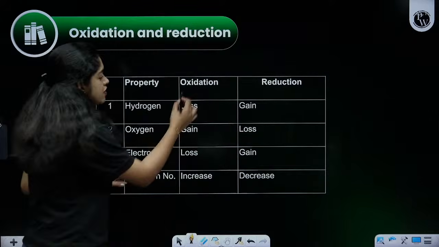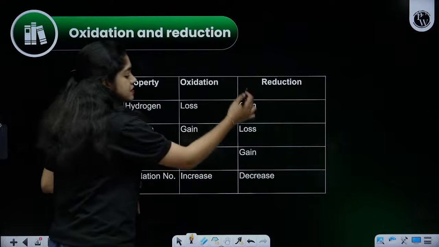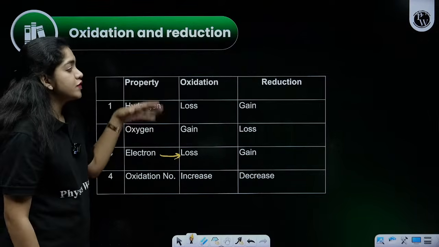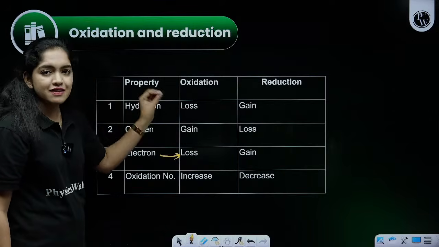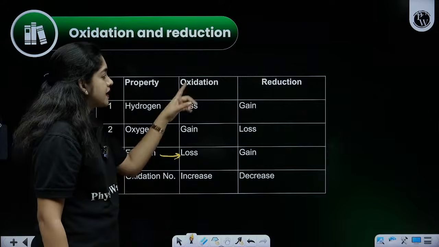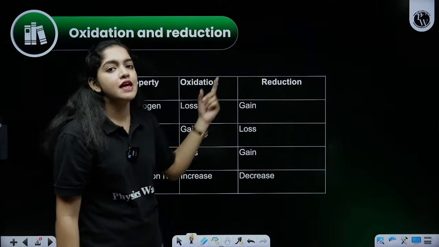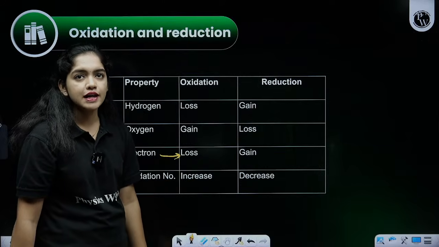Then what happened in case of electrons? Electrons are lost in oxidation, electrons are gained in reduction. So if you study this table, it will be very useful for you. Everything is given for oxidation and reduction. Then what about the oxidation number? Oxidation number increases in the case of oxidation, reduces in the case of reduction. So got it? Clear?